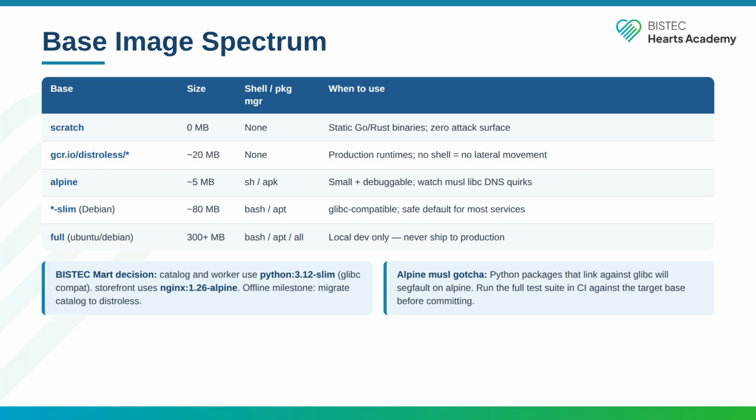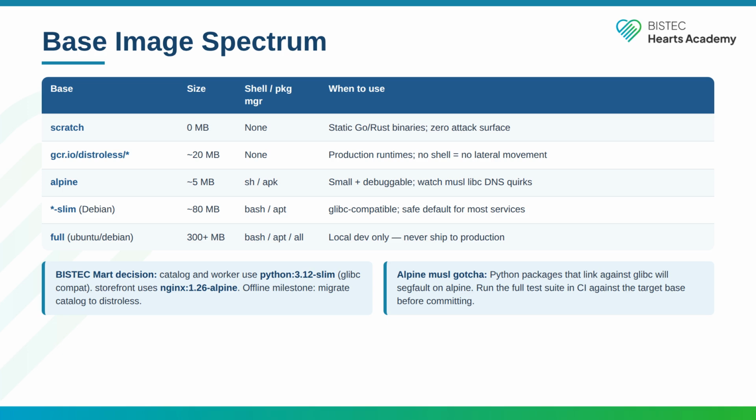Alpine is 5 megabytes and includes a shell. It uses musl libc instead of glibc, which can cause subtle DNS resolution bugs that only surface under load. Debian Slim is the balance point for most teams. 80 megabytes, glibc, apt, enough tooling for CI debugging. Full images are for local development only. Never ship a full Ubuntu or Debian image to production.